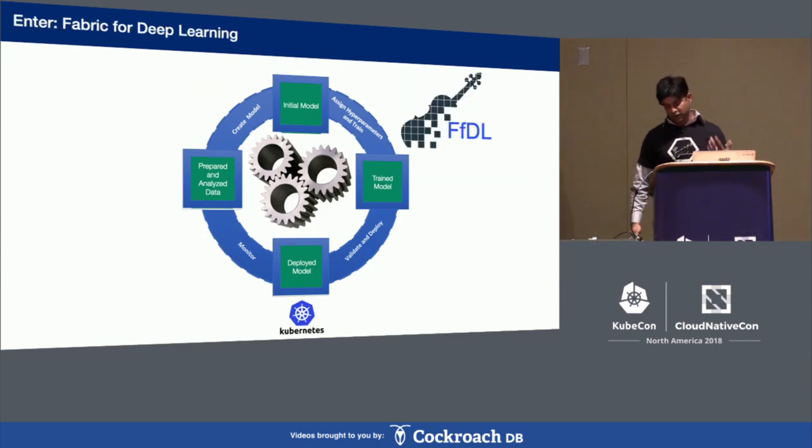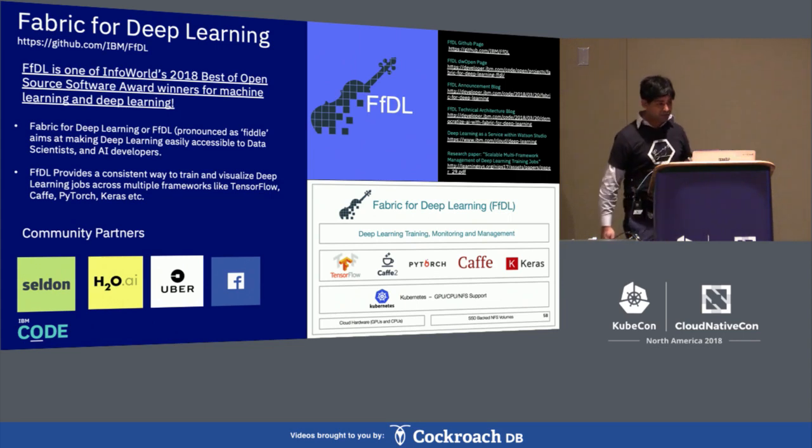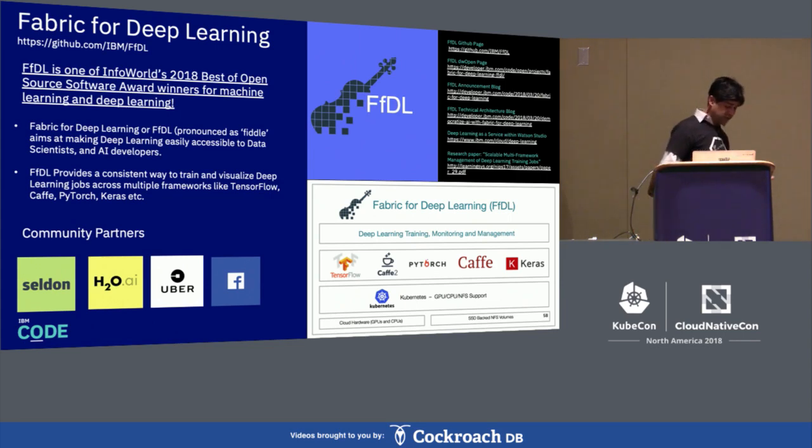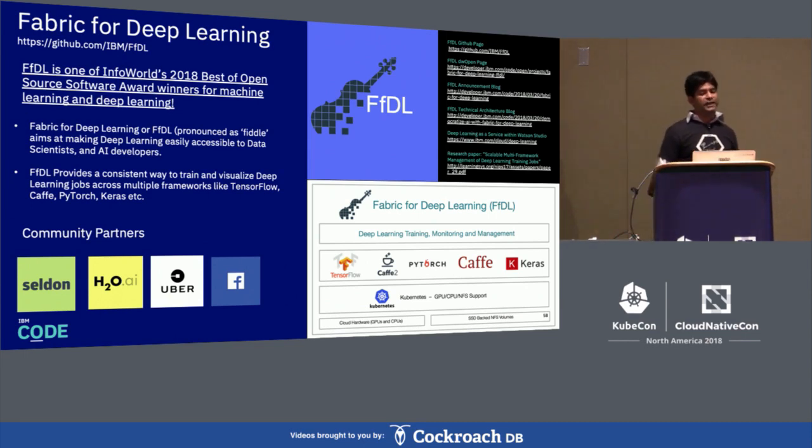For that, we launched something called Fabric for Deep Learning, or FDL. It is a distributed deep learning training platform on top of Kubernetes. It is the winner of InfoWorld's Best of Machine Learning and Deep Learning Software for this year, right? And it provides a consistent way to train your models and visualize your model metrics as the training is going on.